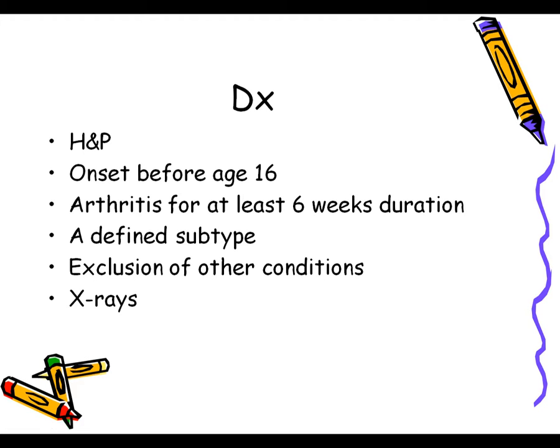And the diagnosis is going to come from your history and physical. And remember, the onset is before age 16 and has to last at least greater than 3 months. This one says arthritis for at least 6 weeks duration. Exclusion of any other conditions and radiology.